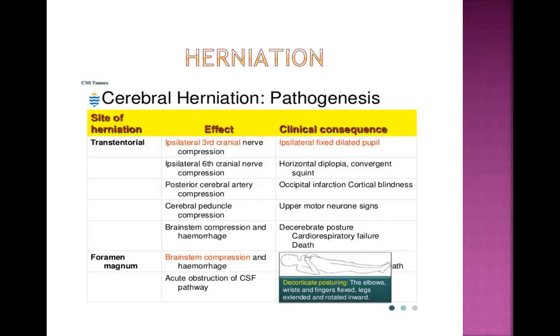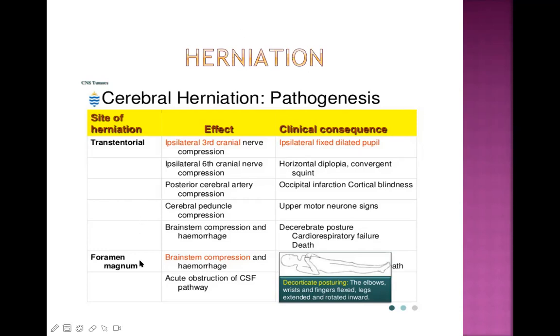Decerebrate and decorticate posture, these are two important terms. Decerebrate posture means all four limbs are extended and the person is in deep coma. Decorticate posture means the upper limbs, especially the elbows, wrist and fingers, are flexed and the lower limbs are extended and rotated inward. This is called decorticate posture. So only one difference: in decerebrate posture, everything is extended and rotated inward, but in decorticate posture, the upper limbs are flexed and lower limbs are extended.